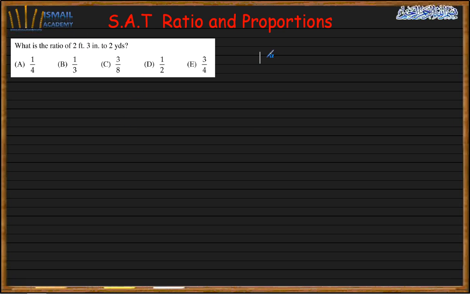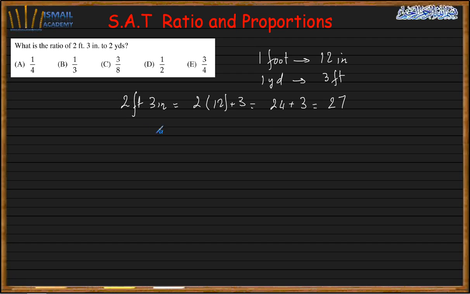So we know that 1 foot is 12 inches and 1 yard is 3 feet. So 2 feet 3 inches is 2 times 12 plus 3, which is 24 plus 3, which is 27. And 2 yards is 2 times 3, which is 6 feet. And this is 6 times 12 because I want to convert to inches, so it's going to be 72 inches.